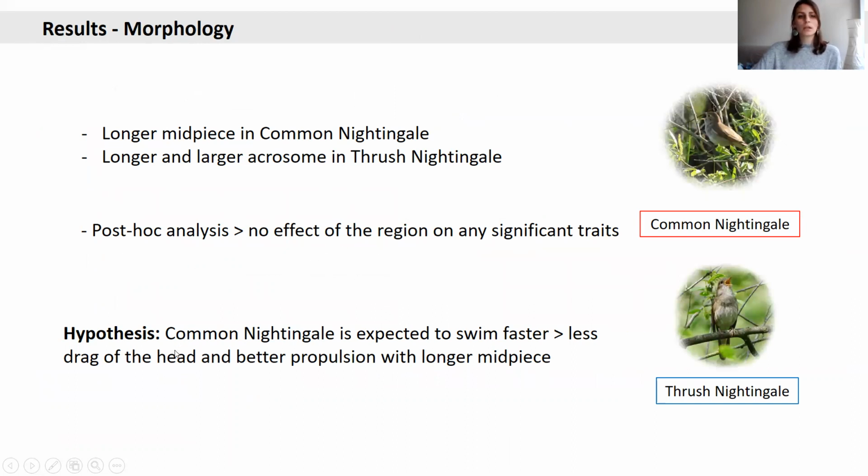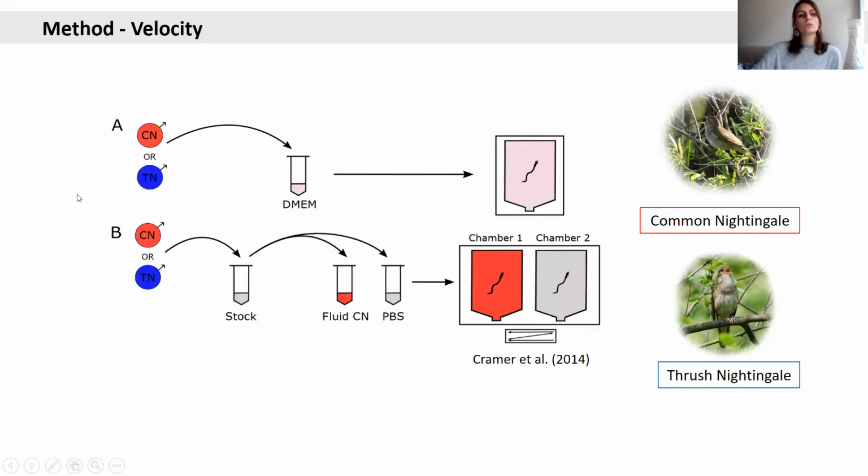But with this, we can hypothesize that the common nightingale will swim faster because he will produce more energy via the mitochondria, and also he will have less drag due to the large head. To do this, we did some motility experiment where we sampled the ejaculate of both species, and we recorded the velocity in neutral environment, here some medium, as well as in the common nightingale female fluid to see if there are some differences in heterospecific or conspecific treatment. And for the second one, we used the PBS as a control.